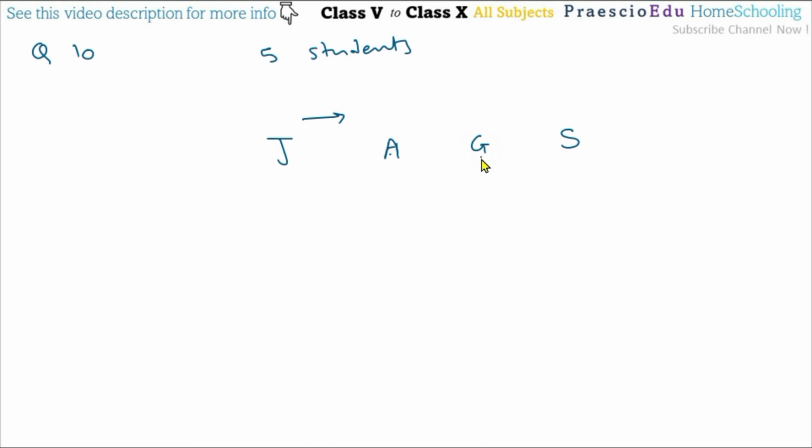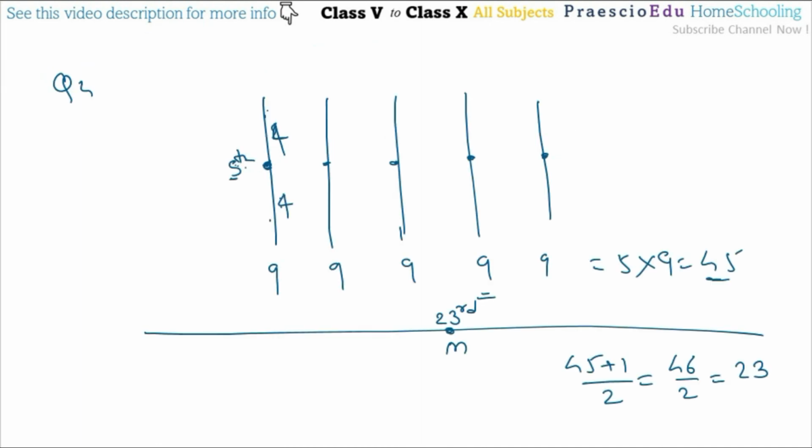Harbhajan was between John and Ahmed. Who was at the center? Now in this position, who is at the center? Here are two persons and here are two persons, so Ahmed is the one person in the center. Ahmed is given in option number 4. So for question number 10, option number 4 is the correct one.